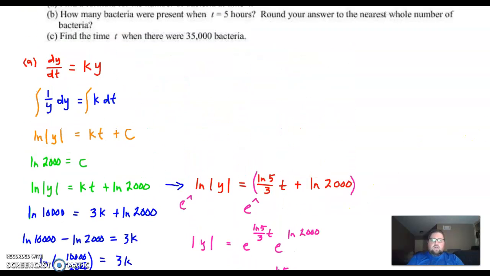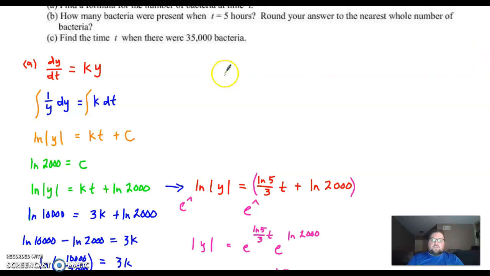All right, B and C are just using that equation to answer some questions. So part B is how many bacteria were present at t equals 5. Round to the nearest whole number of bacteria. All right, so we're just plugging in 5 for t. So y equals e to the natural log of 5 over 3 times 5. And I forgot my 2,000 in front. So let's try that all again. y equals 2,000 times e to the natural log of 5 over 3 times 5.